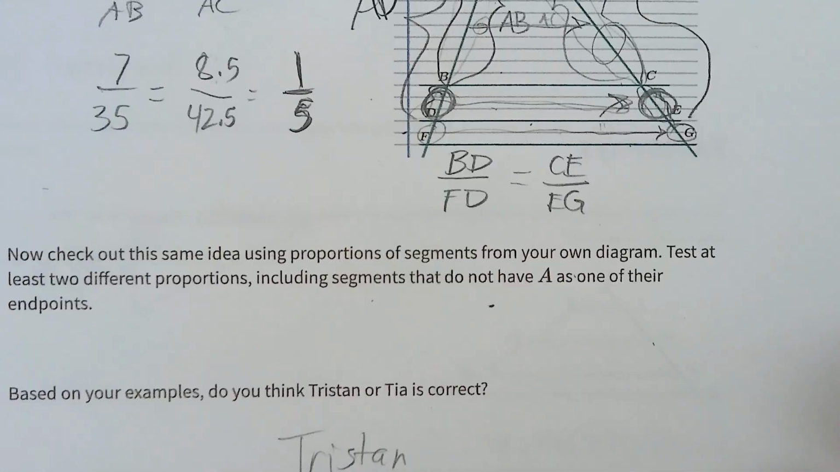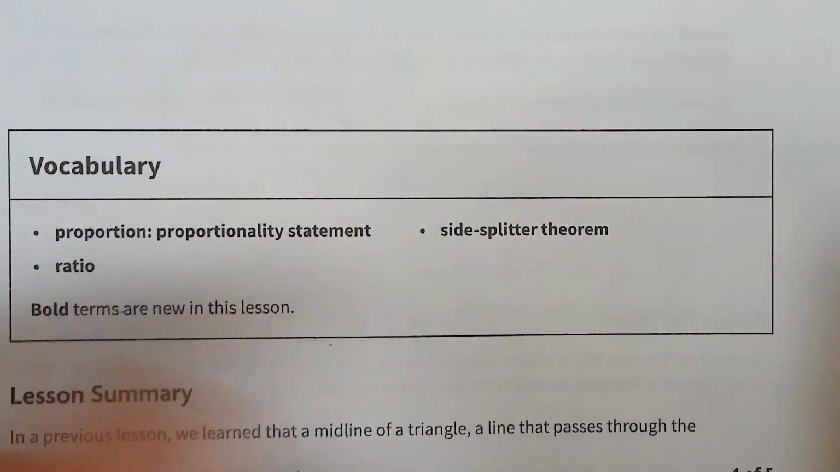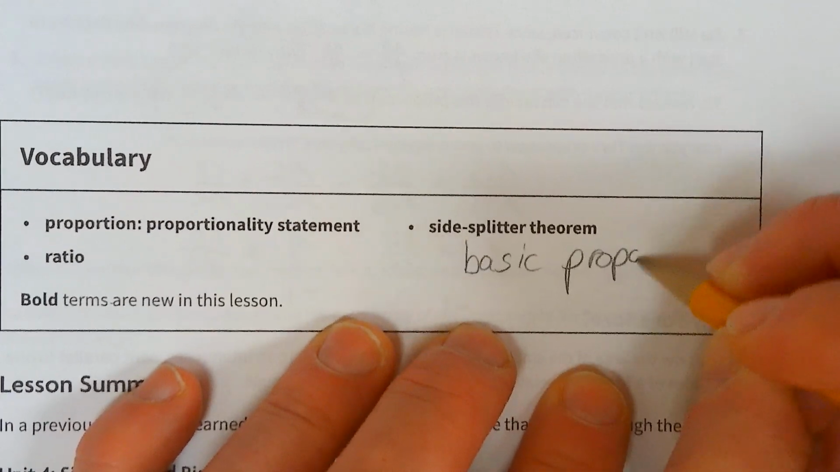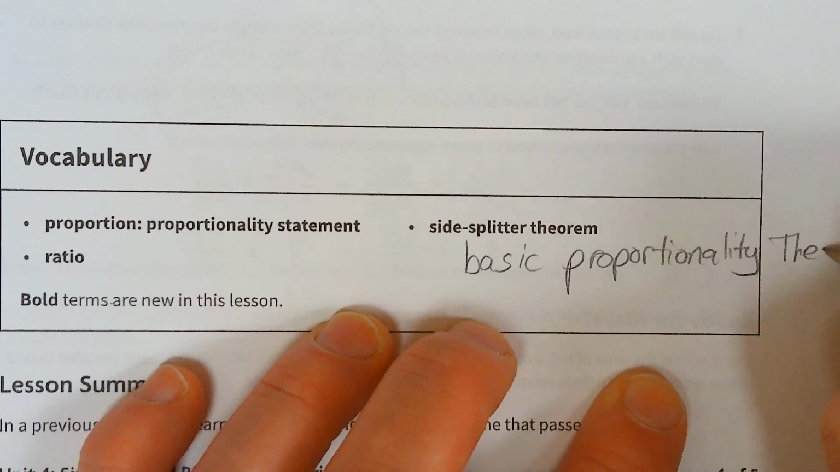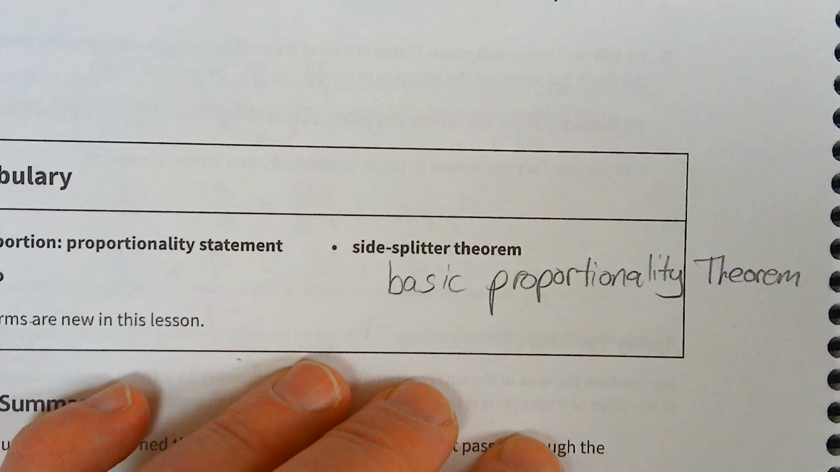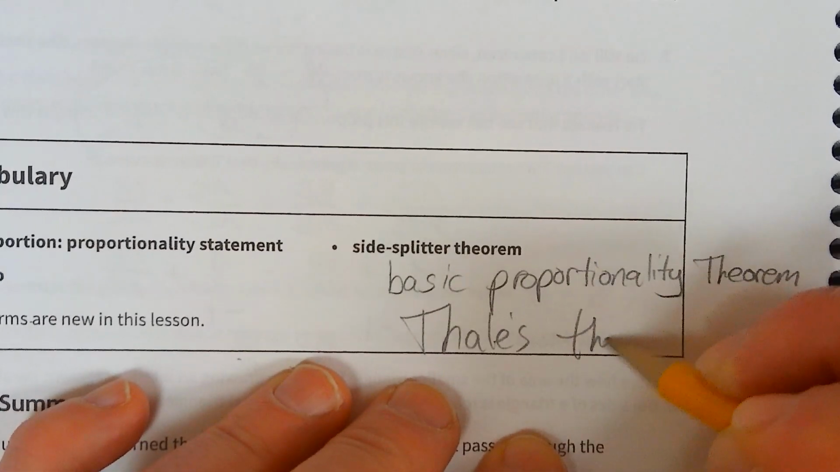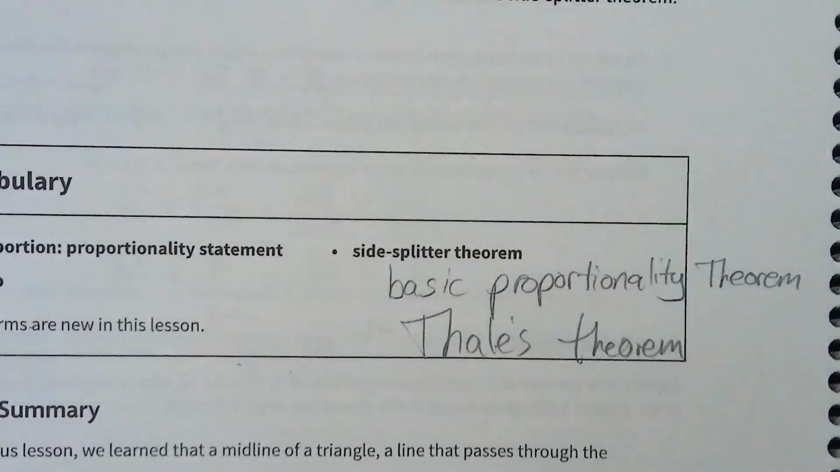And that is known as the side splitter theorem. Actually, I don't think very many people call it the side splitter theorem. They call it the basic proportionality theorem, or triangle proportionality, or Thales theorem. All right, that's enough learning for one day.